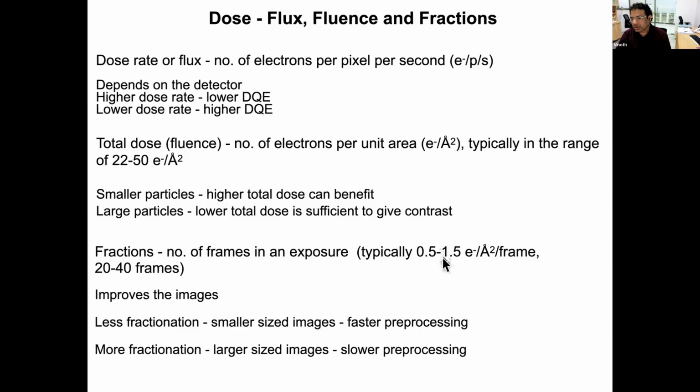We generally use 1 electron per angstrom square, which is good enough for motion correction, and they are decent sized images. So now I also want to mention, which I have not included in the slides, there are also now ways to compress the images so that the file size becomes smaller. That can also be used.